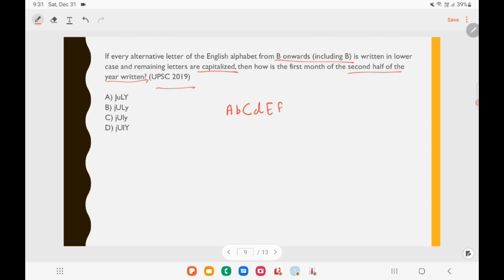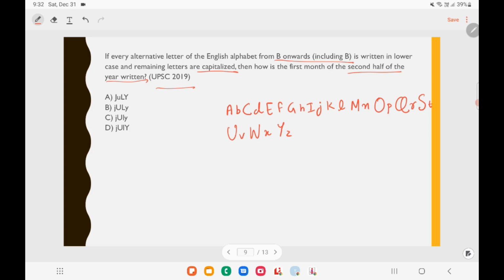So one way to do this is just write all the letters, okay? Like E, F, G, H, I, then J, then K will be capital, L small, then M capital, N, O, P, then Q, R, S, T. So in this way you can write all the letters and find it out. Then U, V, W, X, Y, Z. So in this way it will come.